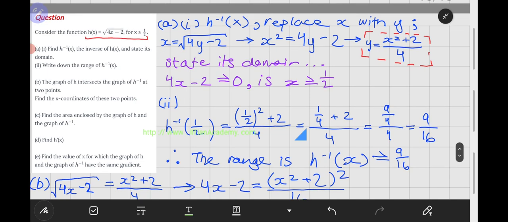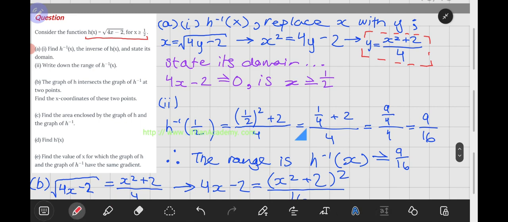Here we've squared both sides of our equation so that the function then becomes x squared is equal to 4y minus 2. Then we can isolate for y by adding 2 to both sides and then dividing both sides by our coefficient in front of the y here, which is 4. So we finally find that our inverse is y is equal to (x squared plus 2) over 4.